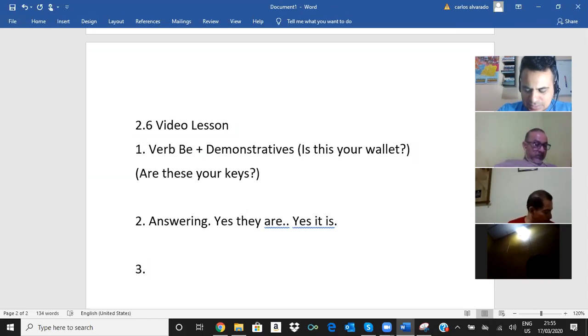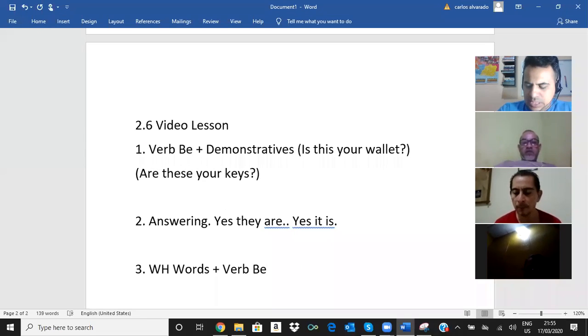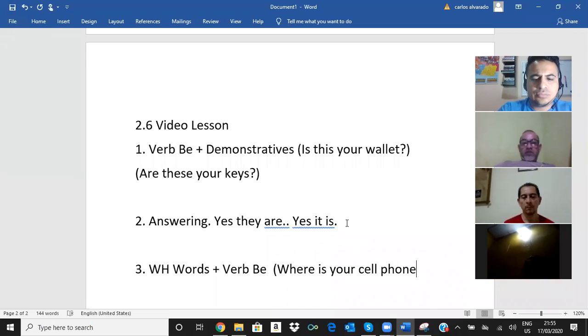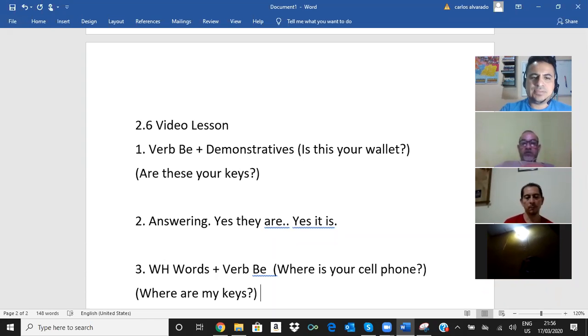Número tres. WH words plus el verb to be questions. So, ejemplo, where is your cell phone? Okay. Another example, where are my keys? ¿Dónde están mis llaves? Where are my keys? Okay. So, how to make WH questions plus the verb to be, después.